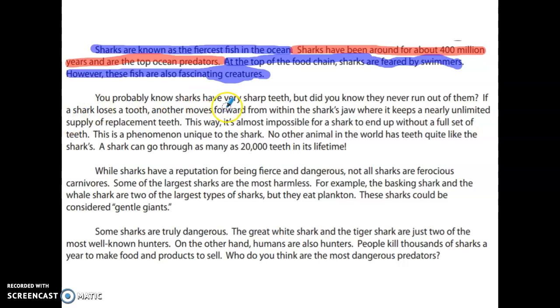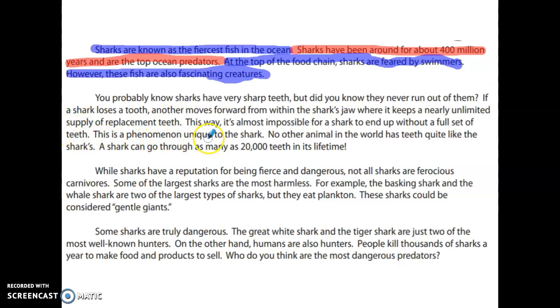You probably know sharks have very sharp teeth, but did you know they never run out of them? If a shark loses a tooth, another moves forward from within the shark's jaw, where it keeps a nearly unlimited supply of replacement teeth. This way, it's almost impossible for a shark to end up without a full set of teeth.